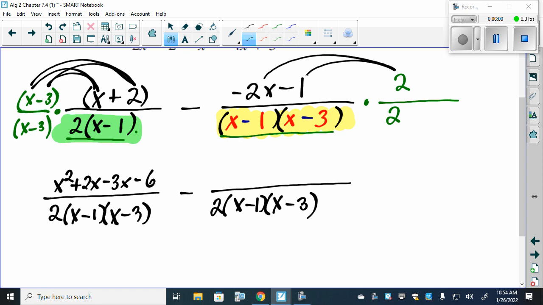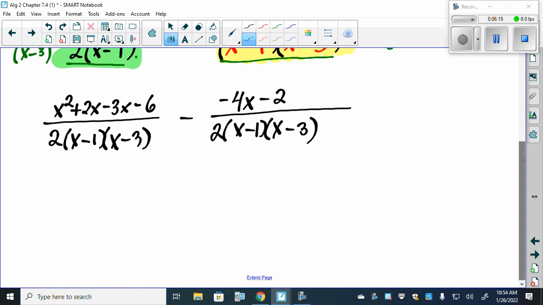Now for the second one, we're going to distribute and multiply through by 2. So 2 times negative 2x is negative 4x. 2 times negative 1 is negative 2, so we'd have minus 2. Any questions on how we got to this point here?